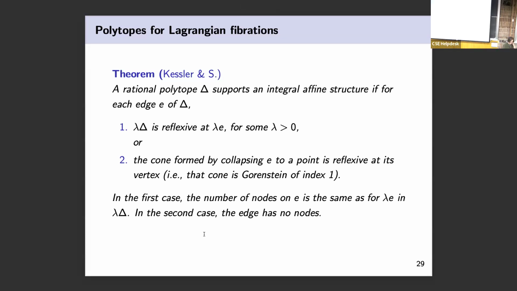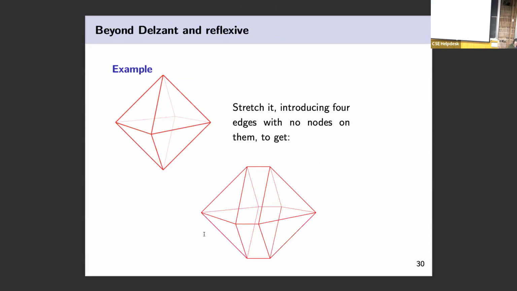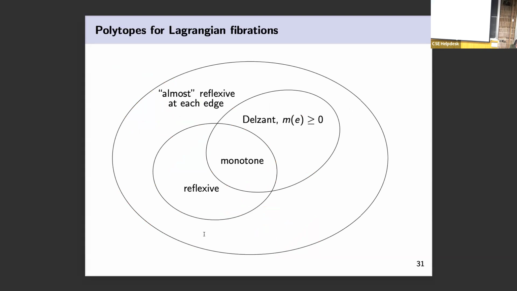So here's an example where you take something that's not Delzant and not reflexive. You start with a reflexive polytope. So the octagon is a reflexive polytope. And you can basically pull it apart at the north and south poles. If you pull it apart, then that's exactly this kind of collapsing I was talking about. And so this will get 0 nodes on each of those edges. And so this will have an integral affine structure on it, but it's not Delzant because these vertices here are not Delzant, and it's not reflexive because it has these edges that have 0 nodes on them. And so it's an example that is outside of both the Delzant and the reflexive world.